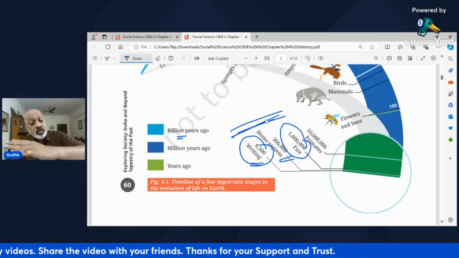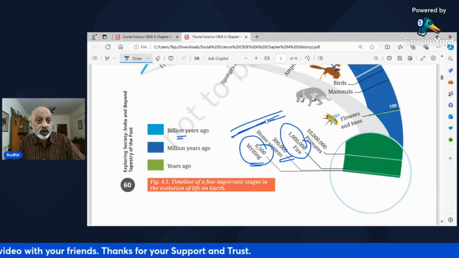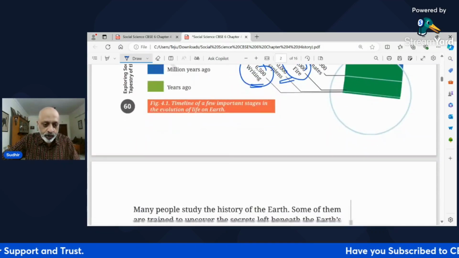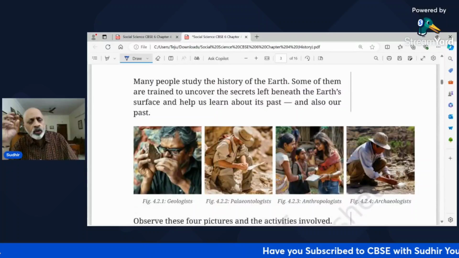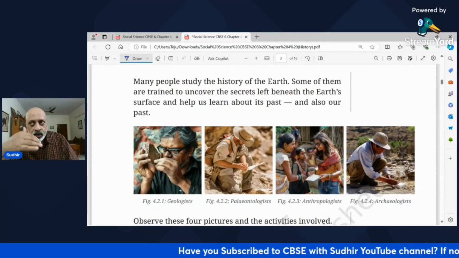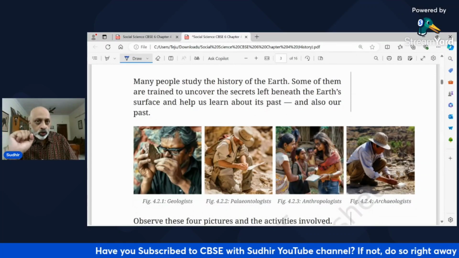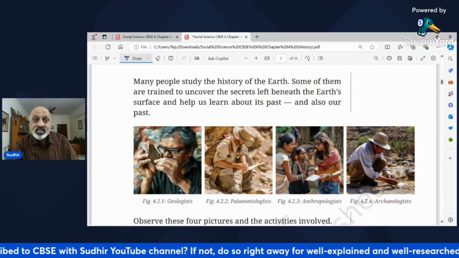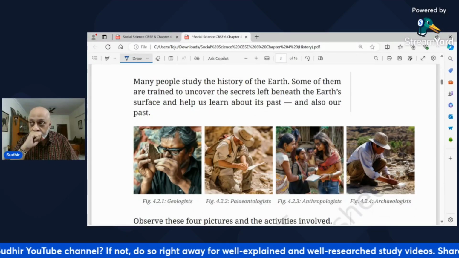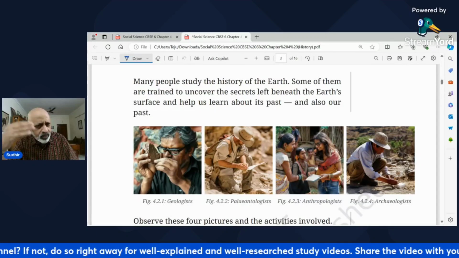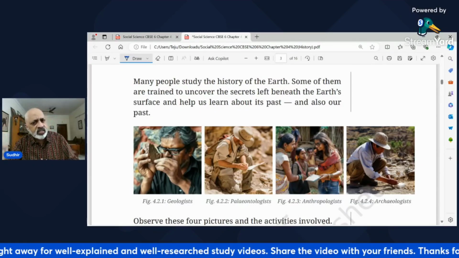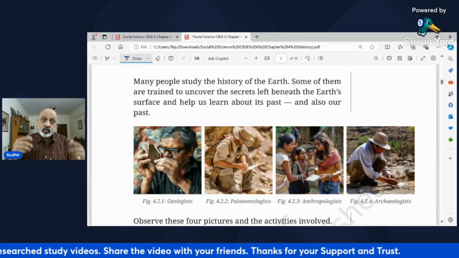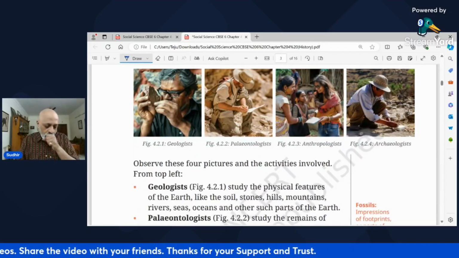Whereas there are so many things which have been existing on this planet for millions and billions of years. Now, when you talk about the history of the earth, there are many people who are trained to do the job, who have the skills to understand the history of the earth and to study it. Some of them are trained to uncover the secrets beneath the earth's surface and learn about its past. So, who are these people?